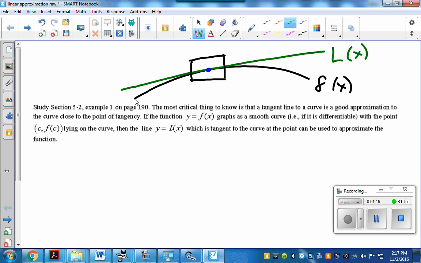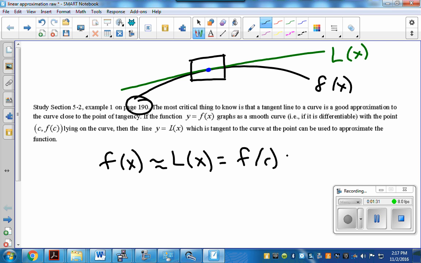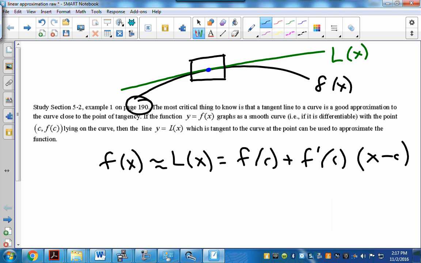That's the idea. Okay, so if you looked on this page in the book, page 190, you saw that the function is close to the line, and the line is given by this, f of c plus f prime of c, x minus c. And you should probably have that formula sort of memorized, if not today, then certainly tonight. Be ready to use it tomorrow.